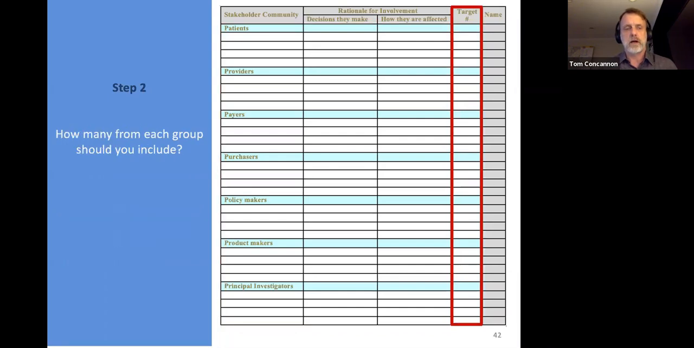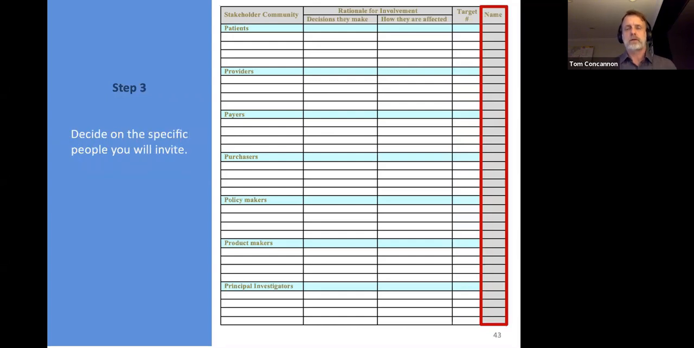The third step here is to identify target numbers in each of these groups. So if you have enumerated, say, six different patient types or 3 different provider types, hospitals and doctors and nurses and so on, how many individuals should you bring on into the stakeholder engagement effort? And sort of sketch that out. This will help you with budgeting the activity.